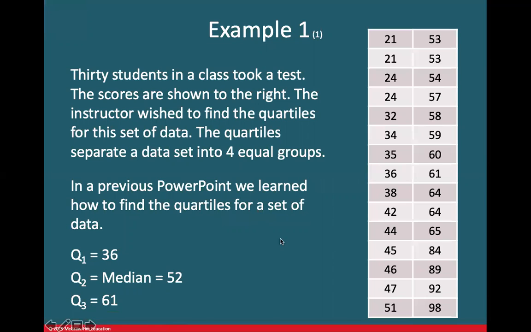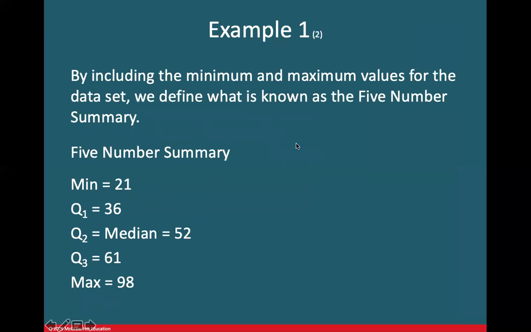Now, we have example 1, from 21 to 98. I think we solved this example before. Q1 is 36, Q2, which is the median, is 52. And by the way, we call the median Q2, and Q3 is 61. We know how to find them, so I am passing.